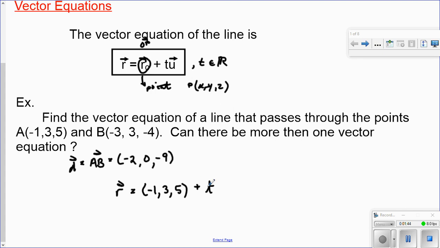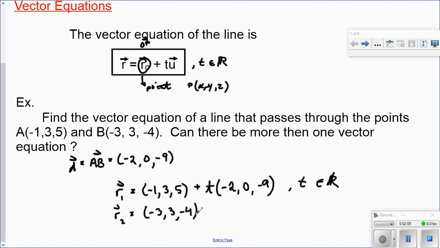Then I introduce my parameter, and then I tell the vector equation exactly what direction to go in to get my next point here. Now I could have chosen a second point. I could have chosen point B, a perfectly fine answer, and I'd use the same direction vector, and I'd also have the same parameter.